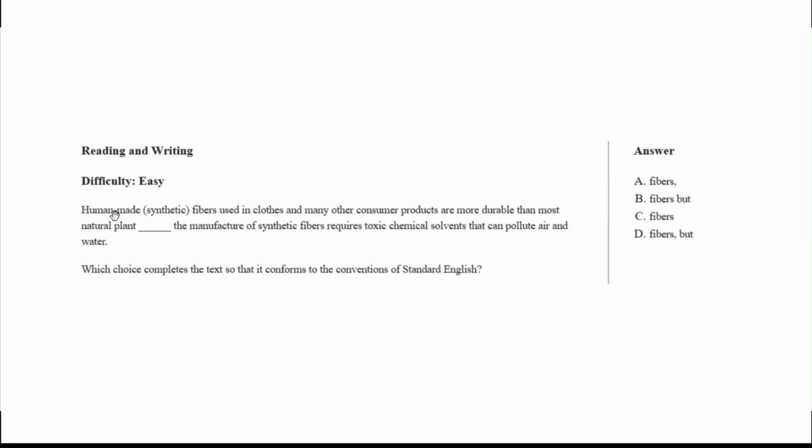Now we're going to go over two example problems. Human-made synthetic fibers used in clothes and many other consumer products are more durable than most natural plant fibers. And then "fibers" could be followed by "but," but we're just going to read the second part. The manufacture of synthetic fibers requires toxic chemical solvents that can pollute air and water. Okay, let's look at this first part. Human-made synthetic fibers used in clothes and many other consumer products are more durable than most natural plant fibers. That is going to be an independent clause. That's a sentence on its own, so we're going to mark that as independent.